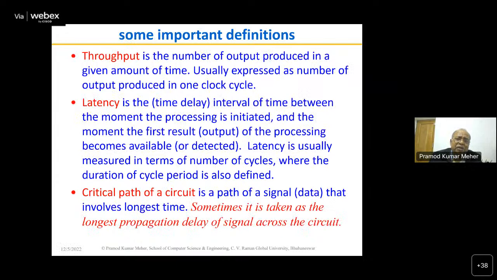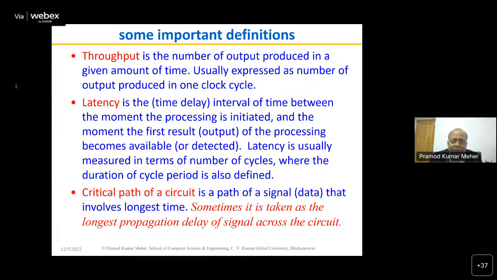There are some definitions I have already told: throughput and latency. And critical path determines your clock period. If the critical path is more, your clock period needs to be more. And critical path is the longest delay between two registers. So a 5 minutes break will start.